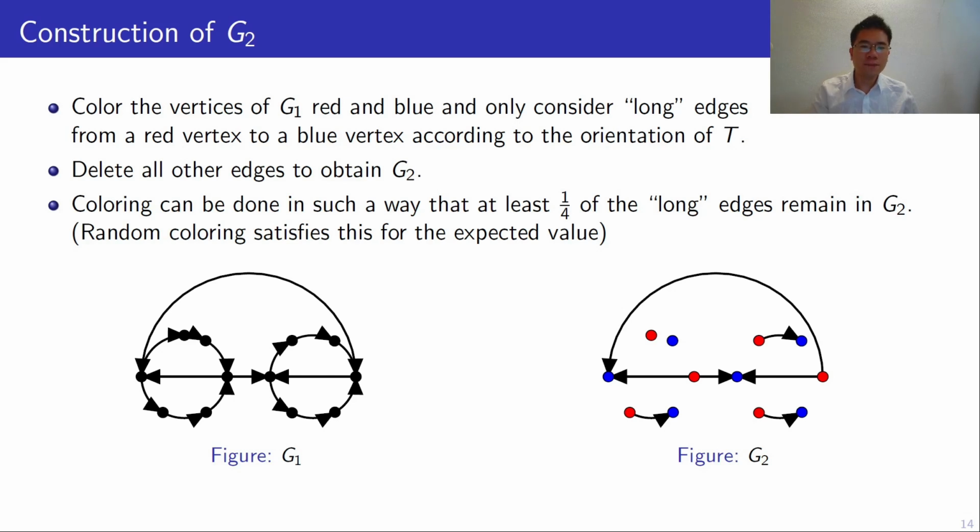So in the left figure, we have again the graph G1. In the right figure, we have G2. And you can see we colored every vertex red or blue, and we only consider the long edges from a red vertex to a blue vertex. For example, the top left edge is missing because it is not long. The coloring can be done in such a way that at least a quarter of the long edges remain in G2, because we can just randomly color the vertices and the property is satisfied for the expected value.